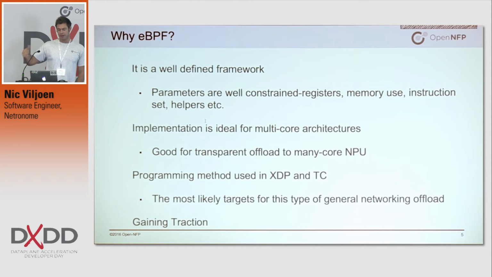So why eBPF? As I've already discussed, it's a well-defined framework. It's well-constrained. The implementation is actually fairly ideal for very multi-core architectures. You've got per-core maps. You've got a very well-defined way of actually looking at particular threads. So that makes it a lot easier to port it to a many-core solution like the NFP. And also, it's the programming method used in XDP and probably the most flexible one used in TC. That makes it a very good target for this type of general networking offload, which is what we're looking for here.